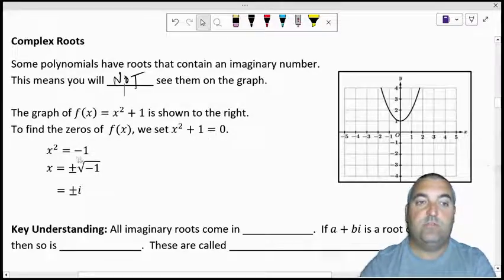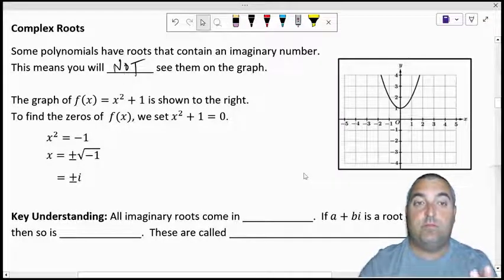So you can kind of see the solving here. Subtract the 1, square root both sides. Because we square root, we put the plus or minus. Square root of -1 is i. So here we actually get two complex roots, both imaginary, a plus i and a minus i. Okay, so there's our two roots. And you'll notice we have no x-intercepts.